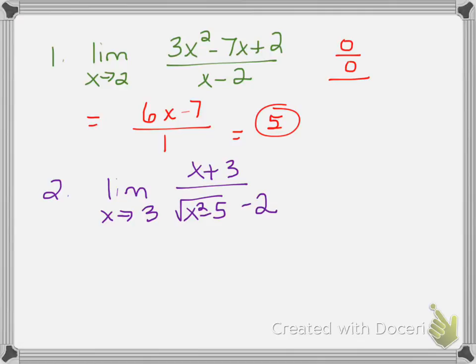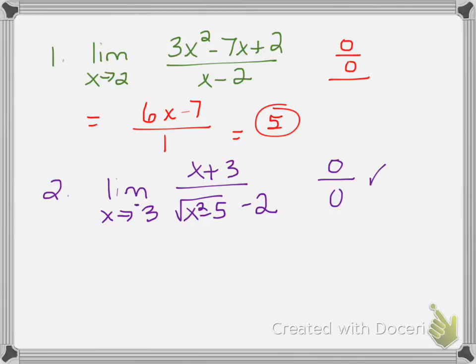Alright, on this one, start by plugging in the 3. And this is supposed to be a negative 3, I'm sorry. Plug in a negative 3. On the top you get 0. Square root of 9 minus 5 is 2. 2 minus 2 is 0, so we have 0 over 0.